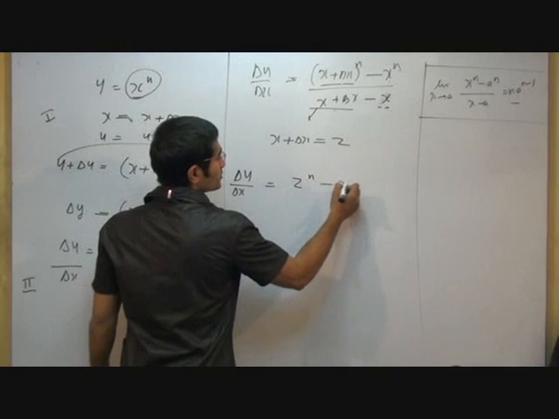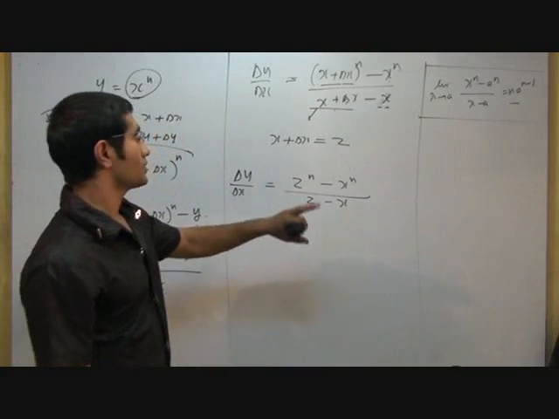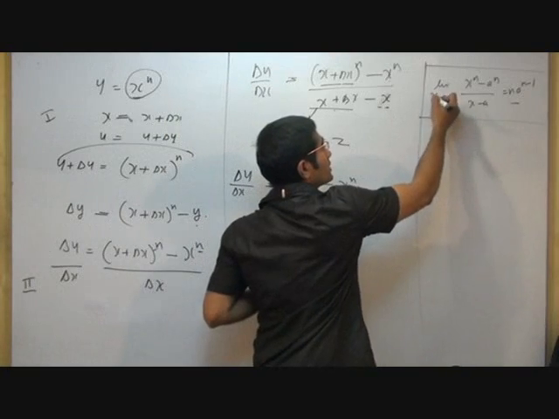Z power n minus x power n by z minus x. Now is this looking like that? Yeah, almost. Everything is same, right? But except for the limits. What is the limit here? Limit is x tends to a.